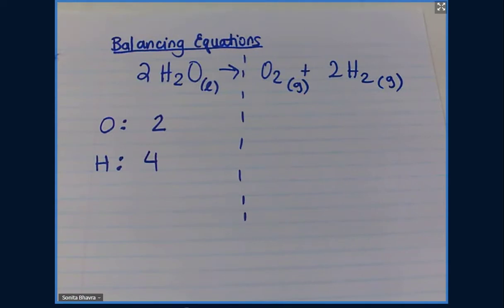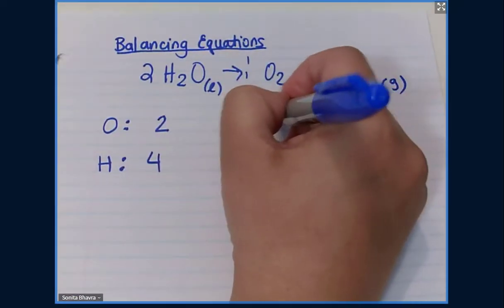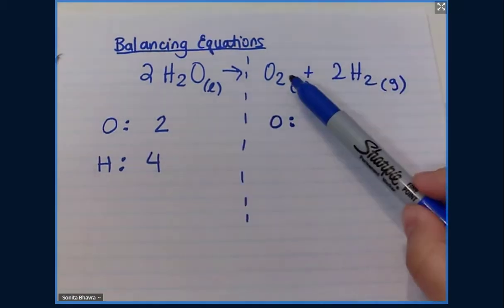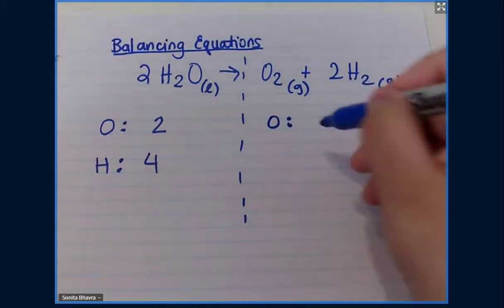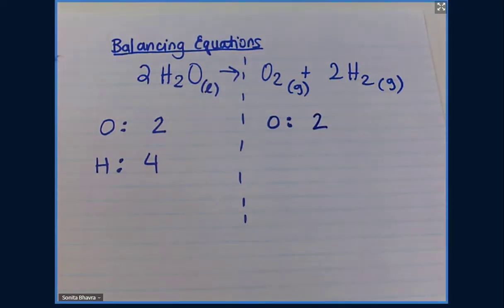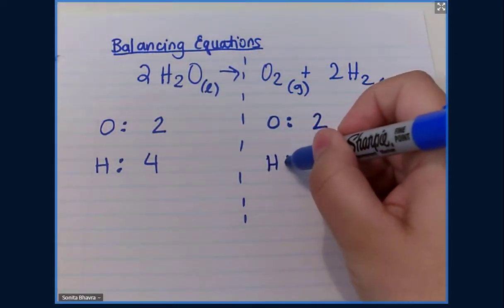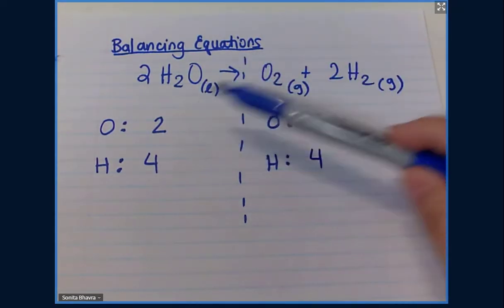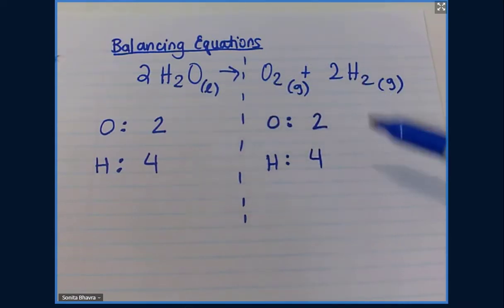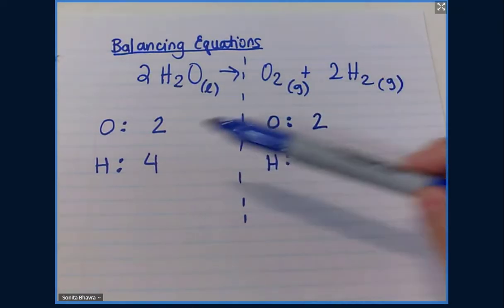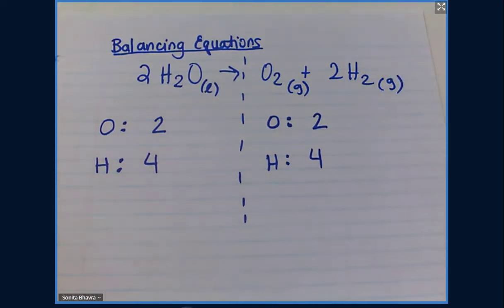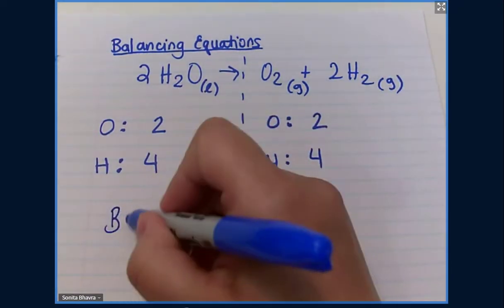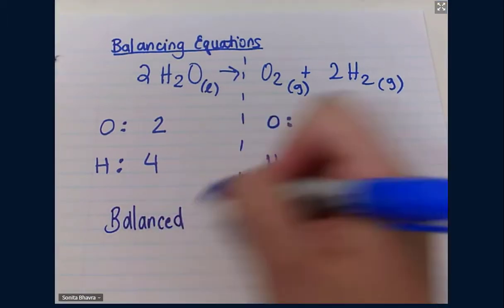So we're going to do the same thing on our product side. So oxygen, there's a subscript of 2, so therefore there are 2 oxygens on the product side. And then our hydrogens on the product side, we have a subscript of 2 and a coefficient of 2. So 2 times 2, that gives me a total of 4. So oxygens are 2 on the reactant side, 2 on the product side, so it's balanced. Hydrogen, there's 4 on the reactant side, 4 on the product side, so therefore this equation is balanced.